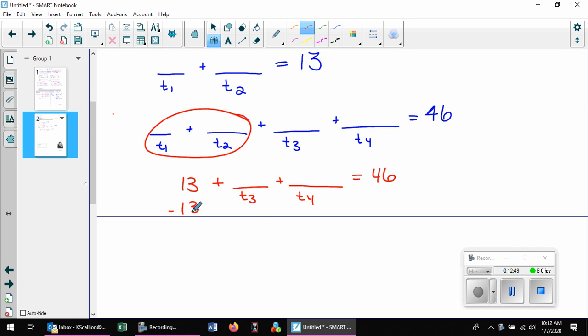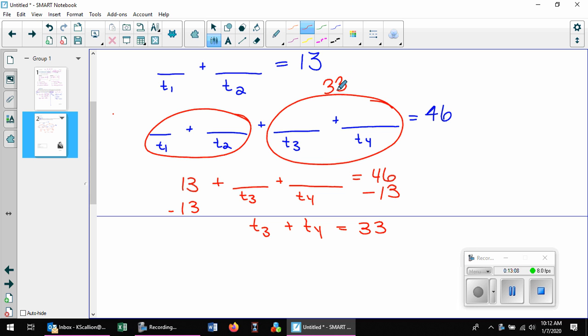So subtract 13 from both sides. So T3 plus T4 is 33. So we know that this is 33, and we know this is 13. Okay, so now what? You can compare, because their difference should also be equal. So he's saying the common difference should be the same. So you're going to use a guess and check kind of method: what works, what doesn't work.